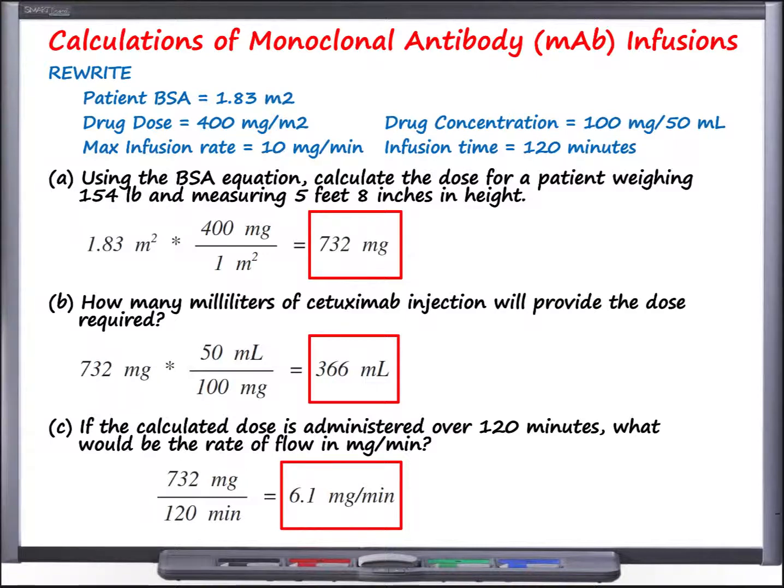And more importantly, we would want to check this value against the safety because we were given a maximum infusion rate of 10 milligrams per minute. If we exceeded that, we're going to be at risk for side effects. But clearly, 6.1 milligrams per minute is less than our 10 milligram per minute maximum, so this should be a safe rate at which to infuse this drug.